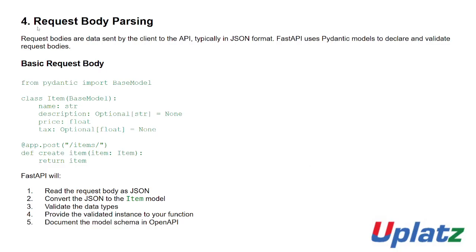4. Request body parsing. Request bodies are data sent by the client to the API, typically in JSON format. FastAPI uses Pydantic models to declare and validate request bodies. Basic request body from Pydantic.